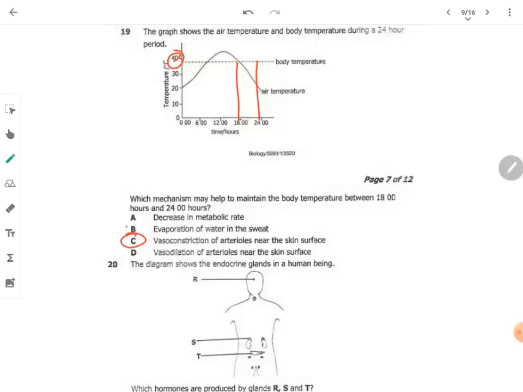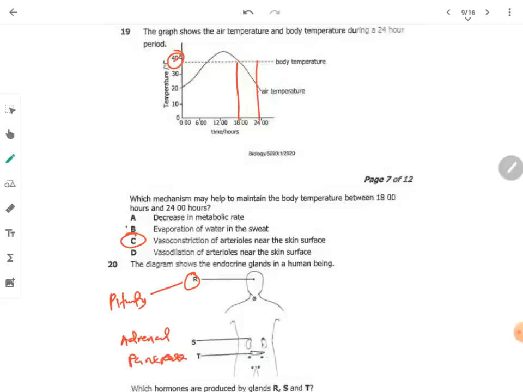Question 20. The diagram shows the endocrine glands in a human being. Which hormones are produced by gland R, S, and T? So let's first name them. Gland R is the pituitary gland. Okay, you must know that. Gland S is the adrenal gland. While gland T, you can look, that's the pancreas.